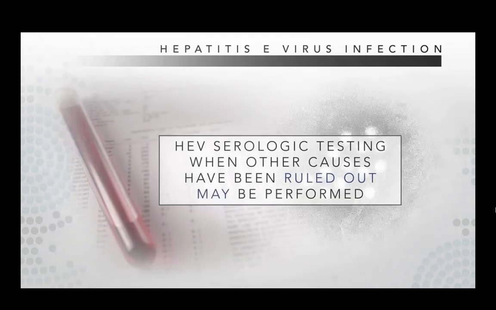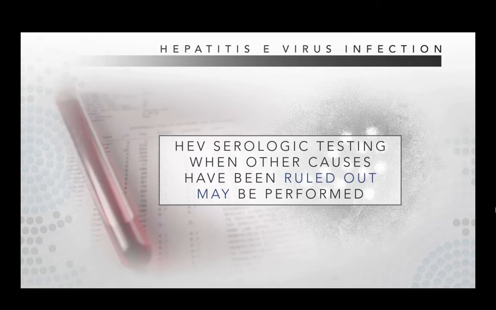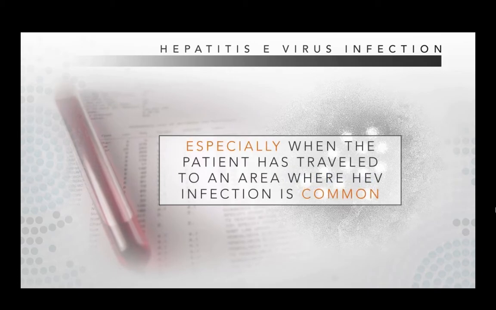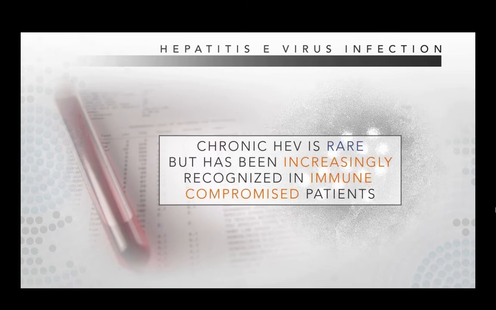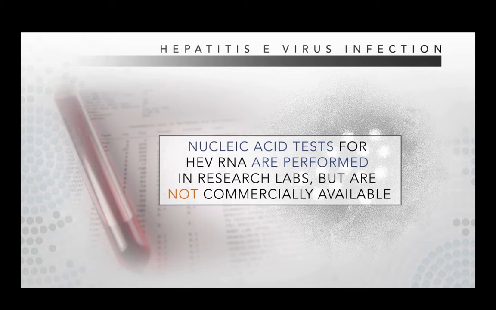HEV serologic testing in persons with acute hepatitis for which other causes have been ruled out may be performed, especially in someone who has recently traveled to an area where HEV infection is more common. Chronic HEV infection is rare, but has been increasingly recognized in immune-compromised patients. Immunoassays to detect anti-HEV are commercially available, but are not FDA approved. Nucleic acid tests for the detection of HEV RNA are performed in research labs, but are not commercially available.